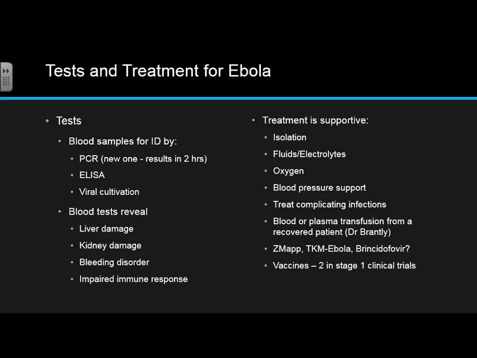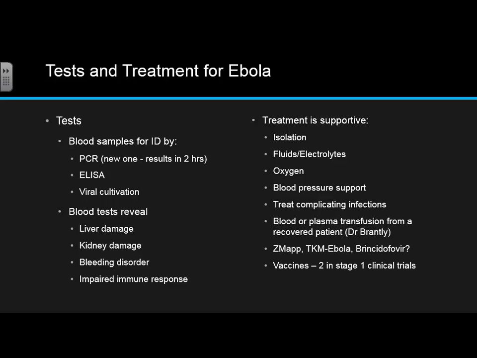A couple of other things: ZMapp, TKM Ebola, and Brincidofovir. I'm kind of butchering these as I pronounce them, but that's okay because you don't have to pronounce them very often. But ZMapp is an interesting one. ZMapp we're already out of. ZMapp's hard to make. ZMapp is a monoclonal antibody times 3. So remember I told you, in order to mount an immune response, we develop antibodies. Monoclonal means one cell line, correct? Well, ZMapp is 3 different cell lines directed towards Ebola.